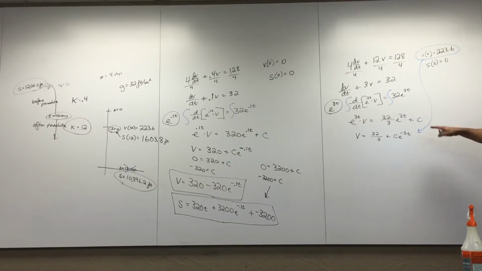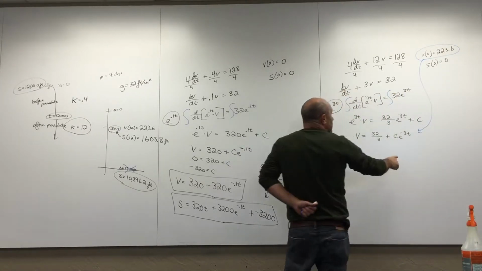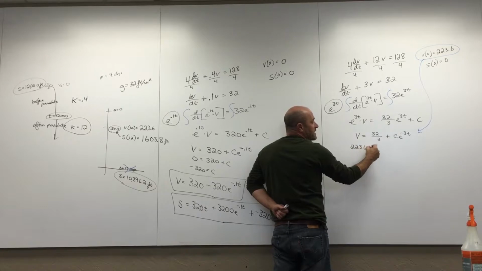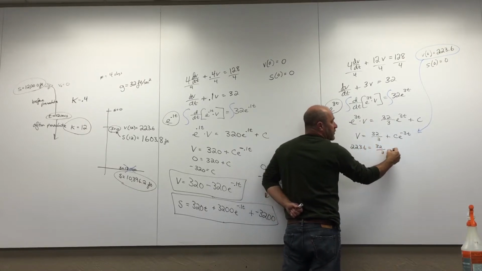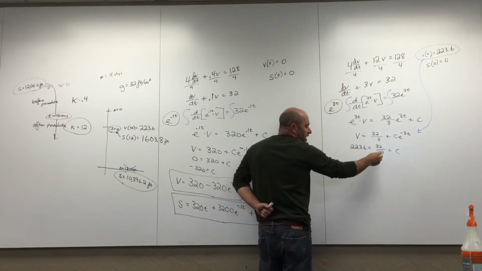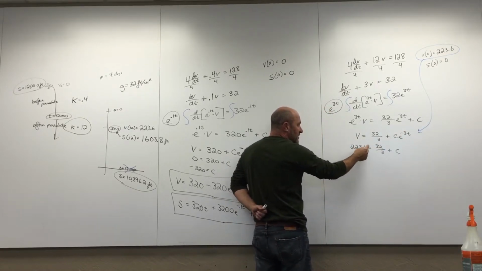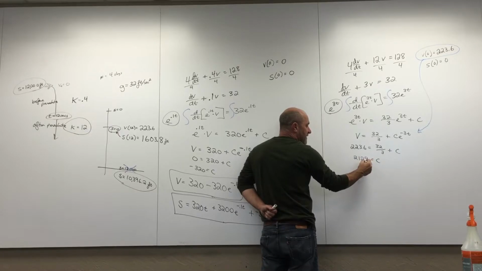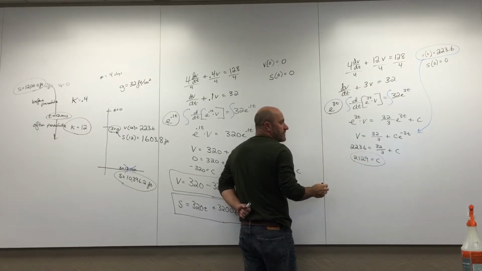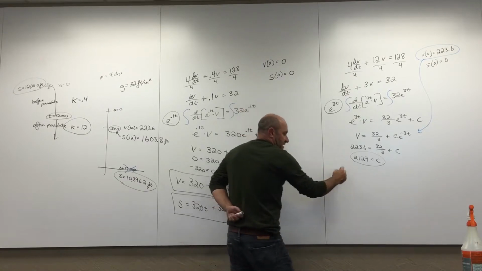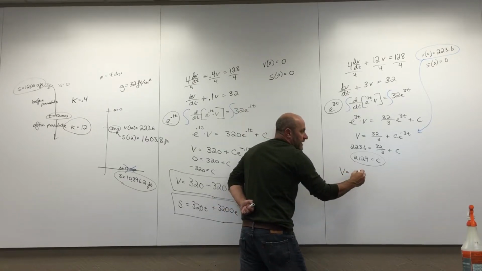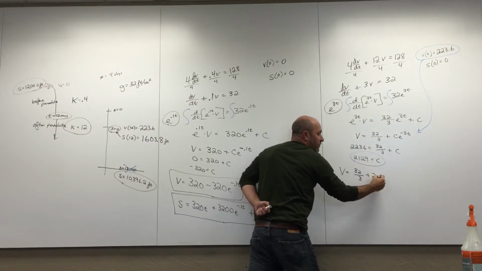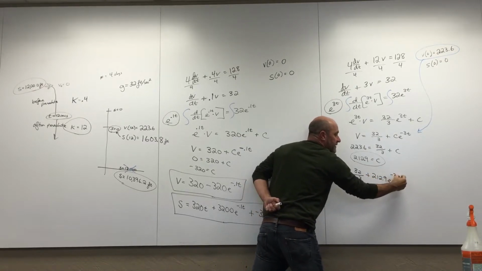That was not too bad to solve this little DE with the integrating factor method. Using the initial condition, this is 223.6. This is 32 thirds, and this would be a C when you plug in 0. So you're subtracting the 32 thirds, which is 10 and 2 thirds. 212.9. Okay, thank you, that's C. So my velocity equation is right here, 32 thirds with the C plugged in, 212.9 e to the negative 3t.